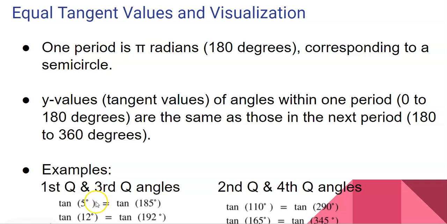Alright, so we just added 180 degrees. So 5 plus 180 degrees is 185 degrees. 12 plus 180 degrees is 192 degrees. 110 degrees plus 180 degrees is 290 degrees, and 165 degrees plus 180 degrees is 345 degrees.